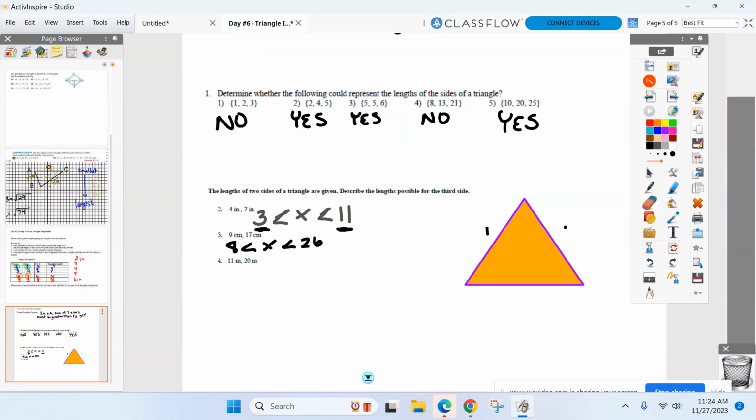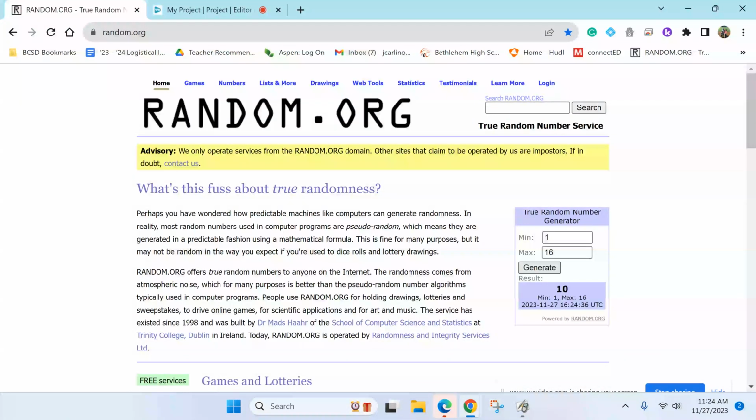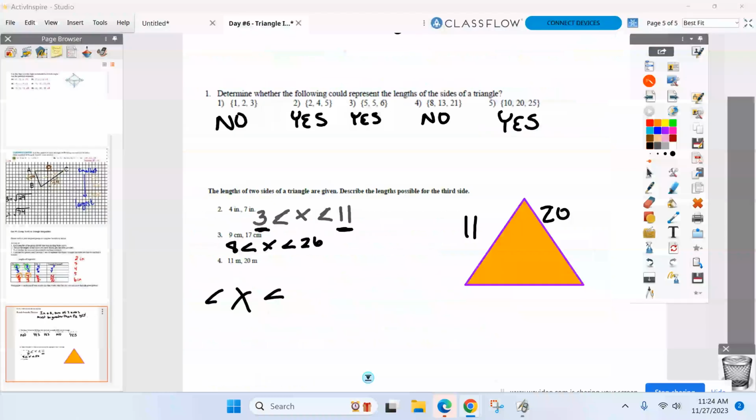And then now I'll call on somebody. Now if I have 11 and 20 for problem 4, the third side has to be between... Good thing we don't have to list this out. This would have taken forever. Has to be between what, Matt? Greater than 9, but less than 31. Whew. See what I mean by having to list those out? That would be a while. Any questions from you guys?